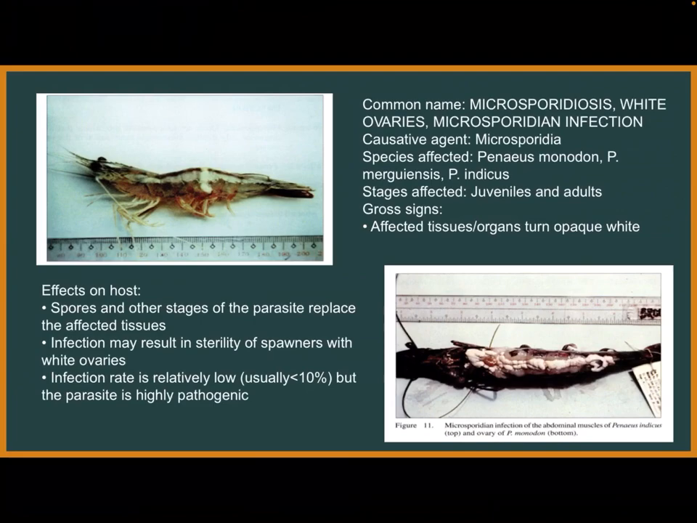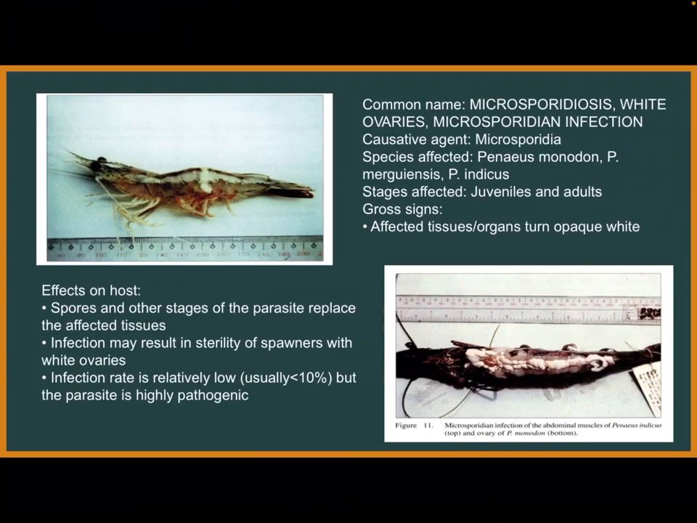Common name is microsporidiosis, also known as white ovaries or microsporidian infection. Causative agent is Microsporidia. Species affected are Penaeus monodon, Penaeus merguiensis, and Penaeus indicus. The stages affected are usually juveniles and adults. Gross signs show that affected tissues and organs turn opaque white.